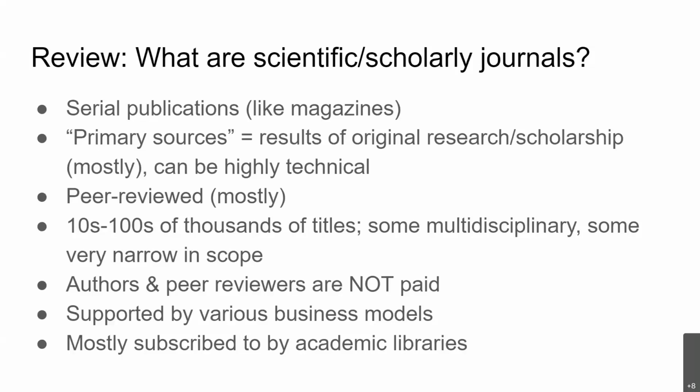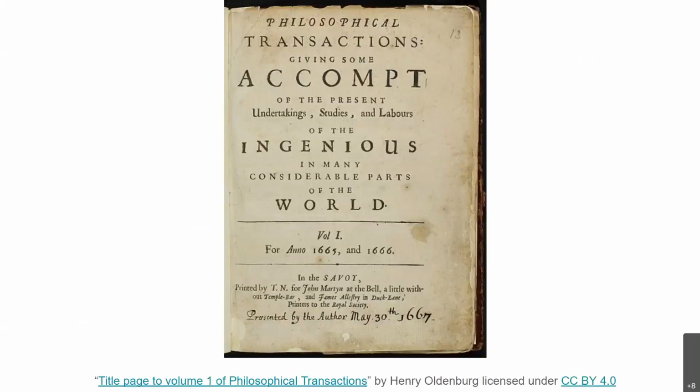And so as you can imagine, these are not things that you'll find at your local 7-Eleven beside the People magazine. These are very specific audiences, small audiences often. So they're really only subscribed to by academic libraries, and maybe individual researchers might have their own personal subscription to one or two of them. Okay, so that's a really basic, brief review of what journals are, just so we're all on the same page.